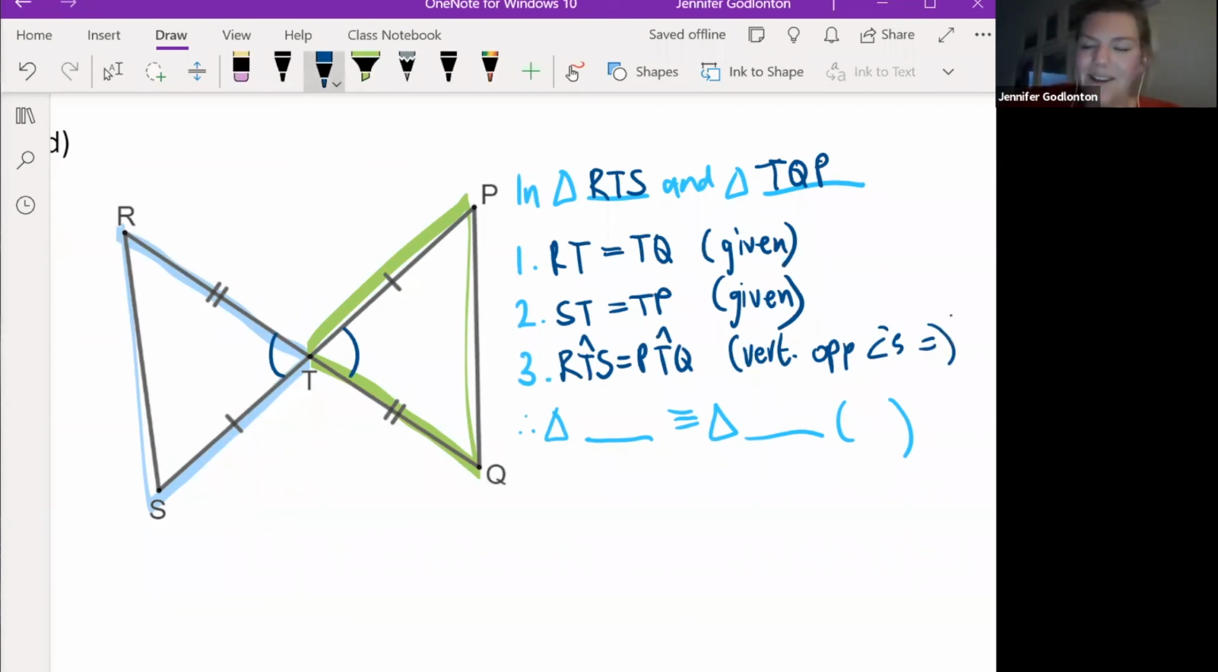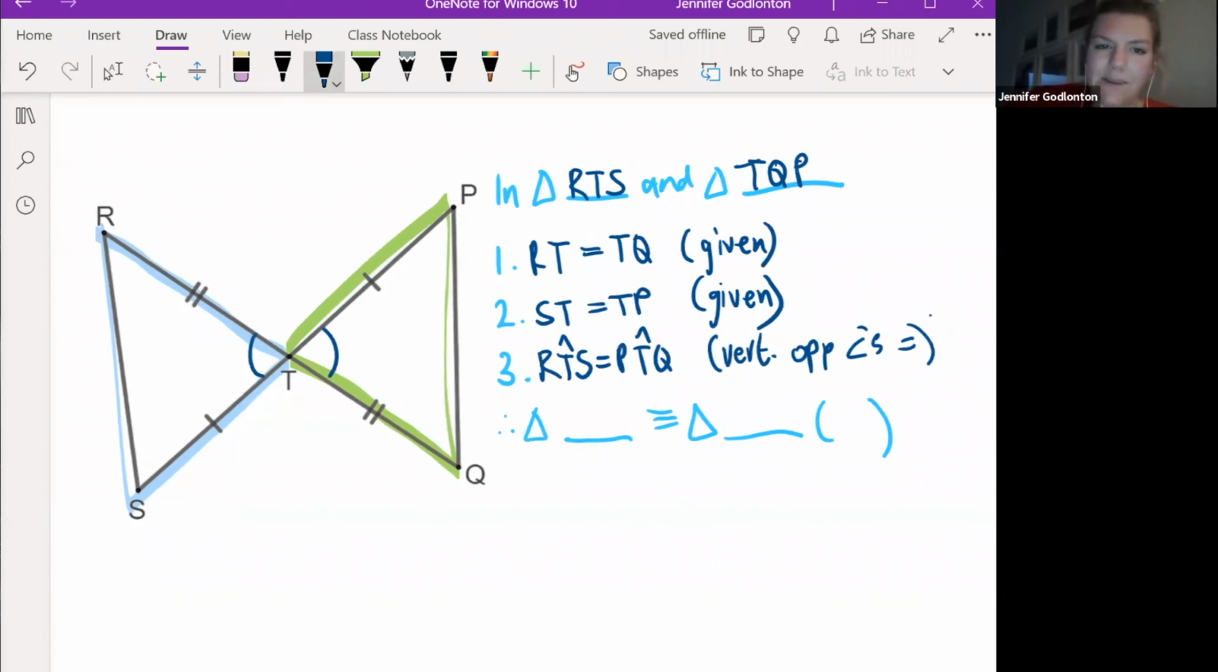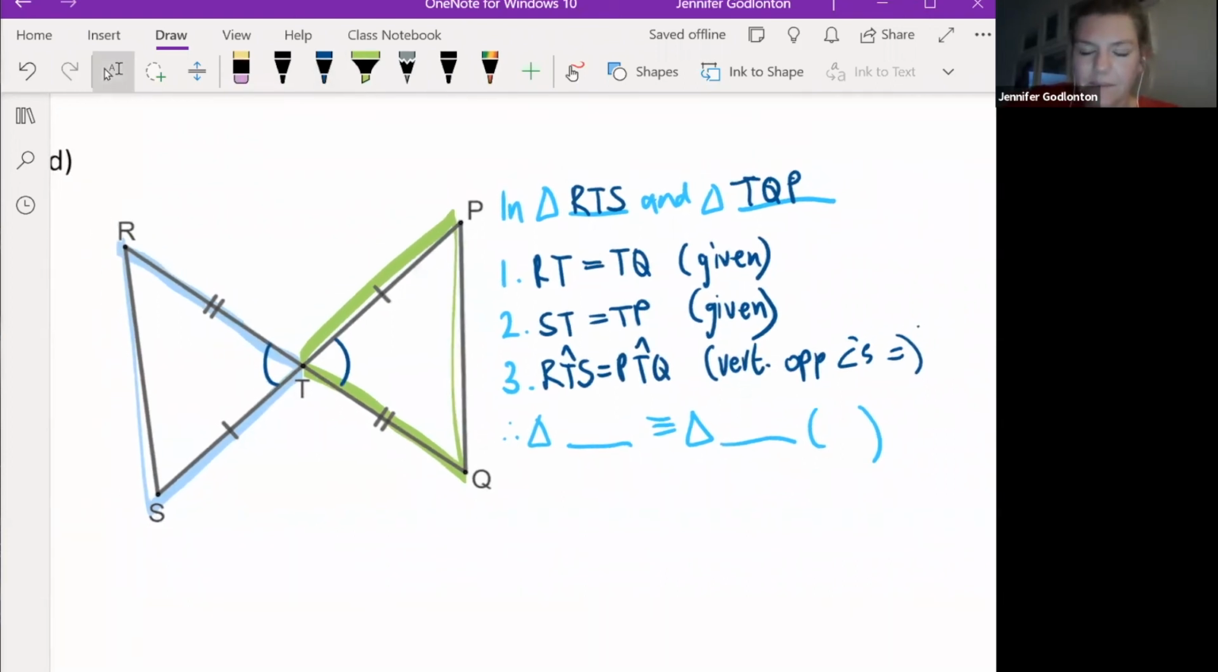Okay, and then how am I going to finish this off? What's my end statement? I need to say which triangle is congruent to which triangle, and I need to make sure that the letters are in the right order. So I can say triangle RTS, but now what is the order of my next triangle? It's going to be PTQ. Okay, cool.